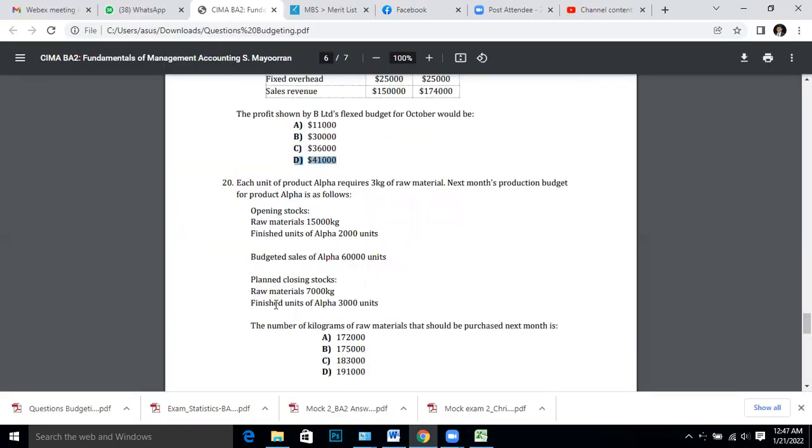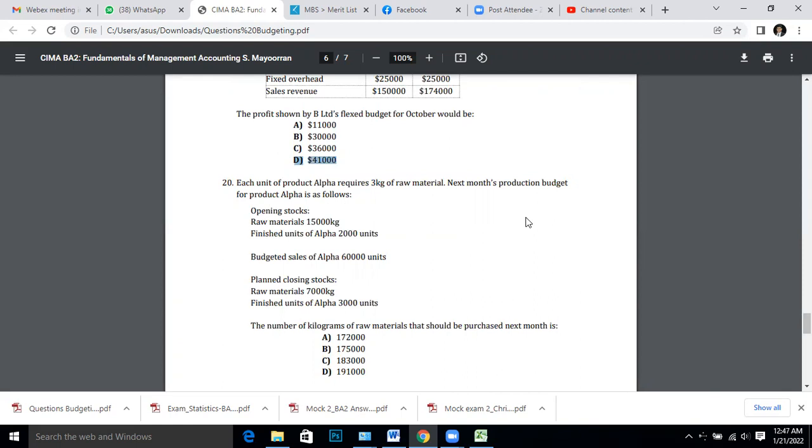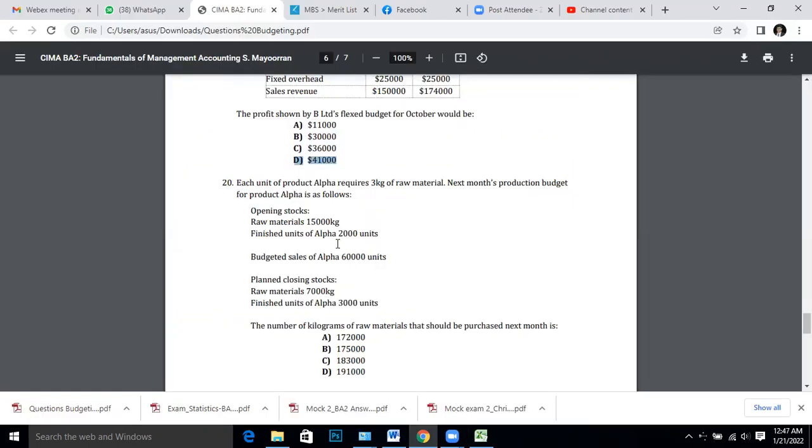Closing stock 3,000 units. Opening stock 2,000 units. So production will be 61,000. Then 61,000 into usage per unit 3 kg. You multiply and get the total usage. Stock of raw material, closing 7,000, opening 15,000.